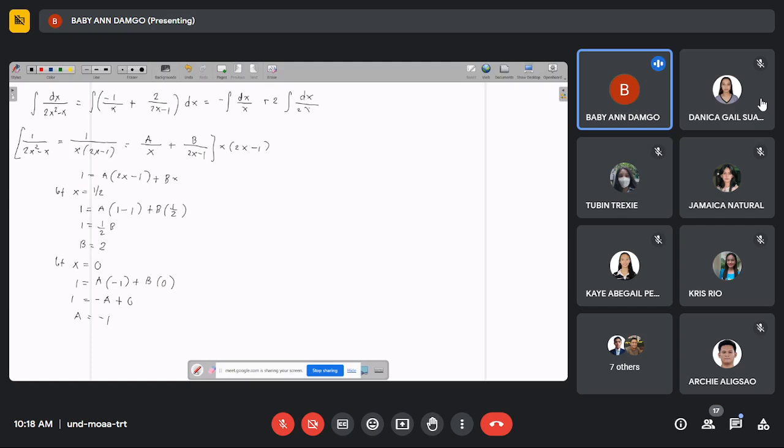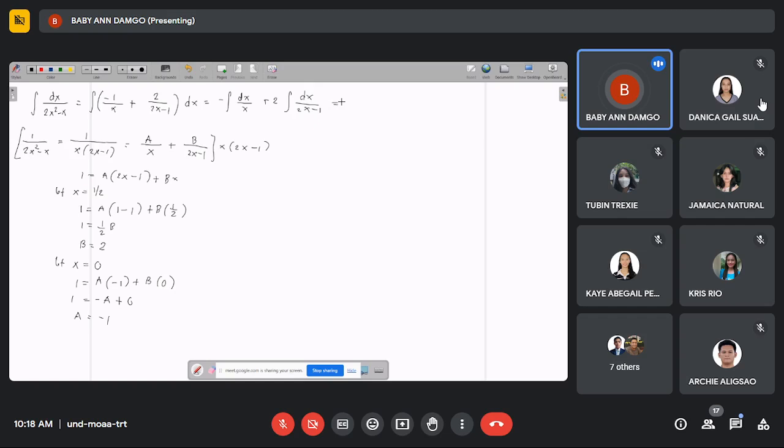Okay? So dx over x is ln absolute value of x. Here, we can use the substitution where our u is 2x minus 1. So our du is 2 dx, so our dx is du over 2, all over 2x minus 1, which is our u, plus c.